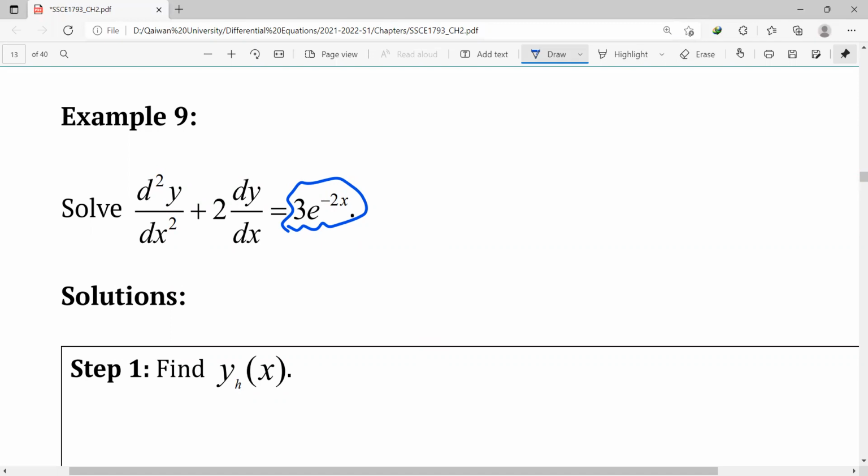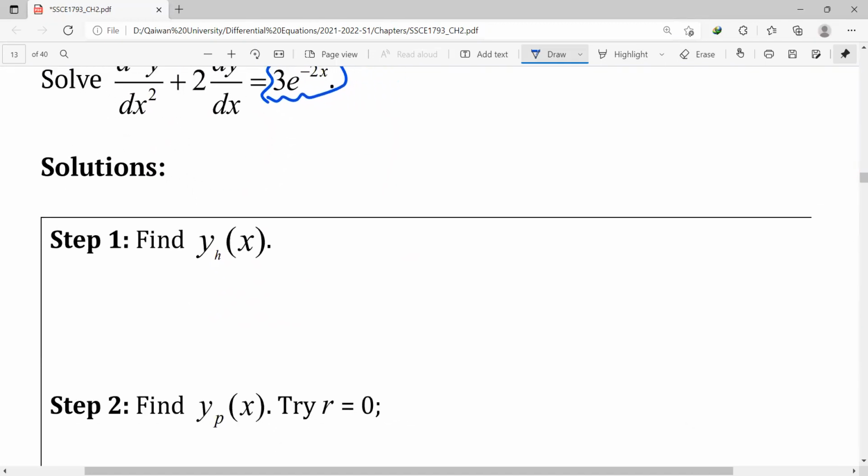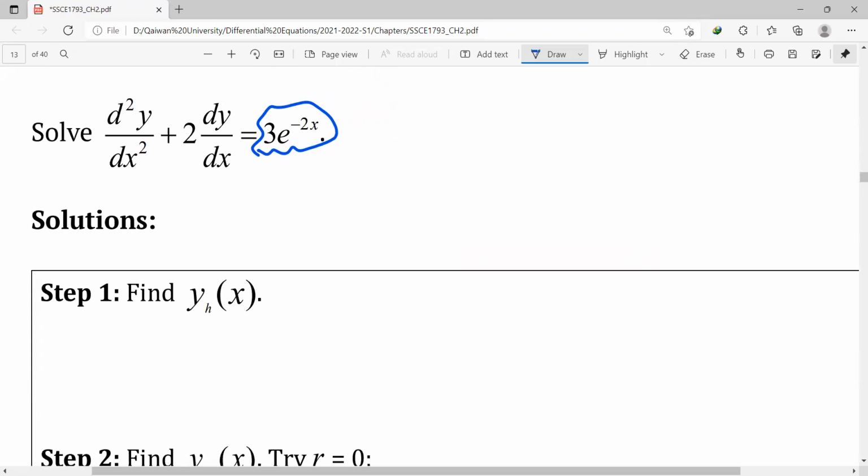Let's first find the homogeneous solution. We say the characteristic, first write down the homogeneous part of the equation. We get y double prime plus 2y prime equals 0. And here, the characteristic equation is, you should write down the characteristic equation.